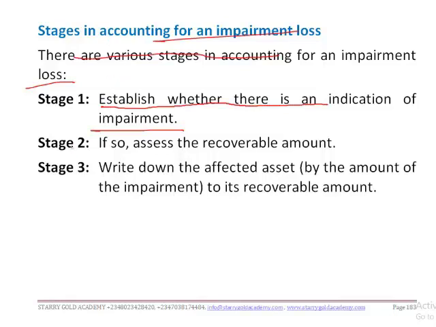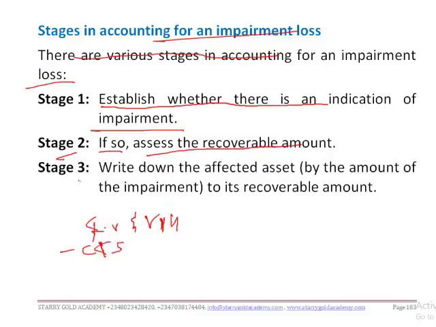Are we together? So stage two is that once an impairment has been noticed, or there is an indication of an impairment, then you should assess the recoverable amount. So how do we assess the recoverable amount? It is just to take the higher of the fair value less cost to sell and the value in use.